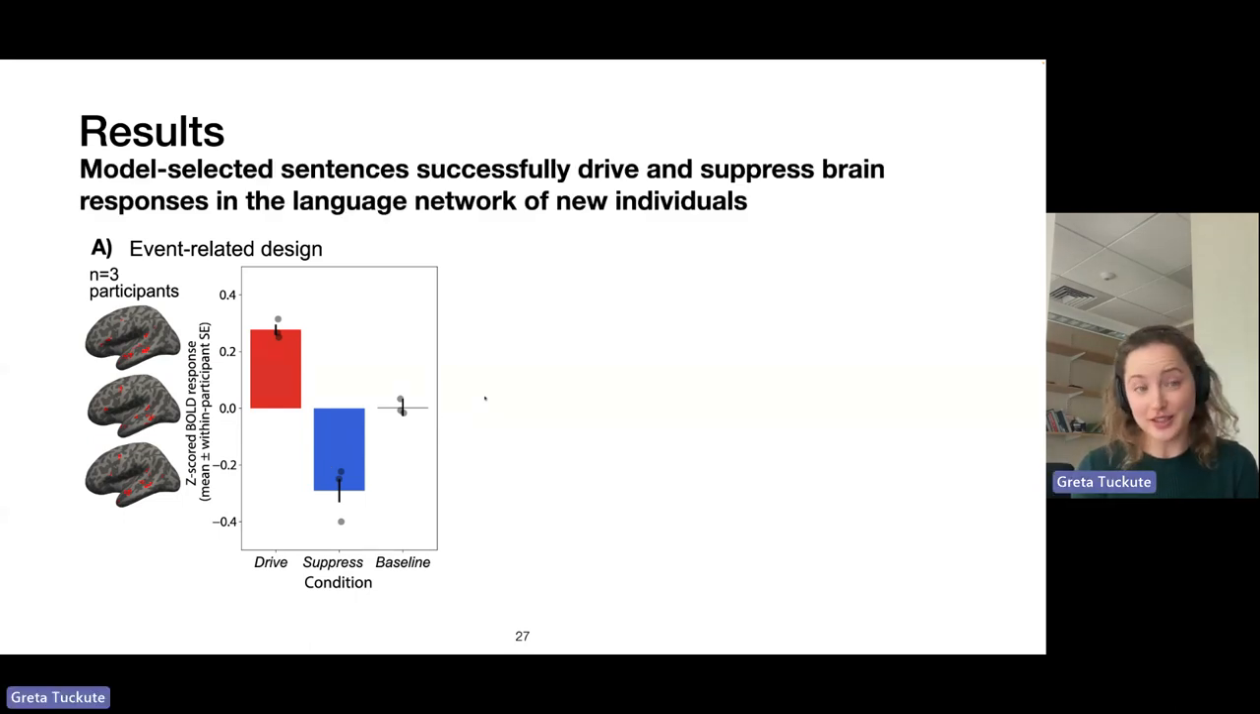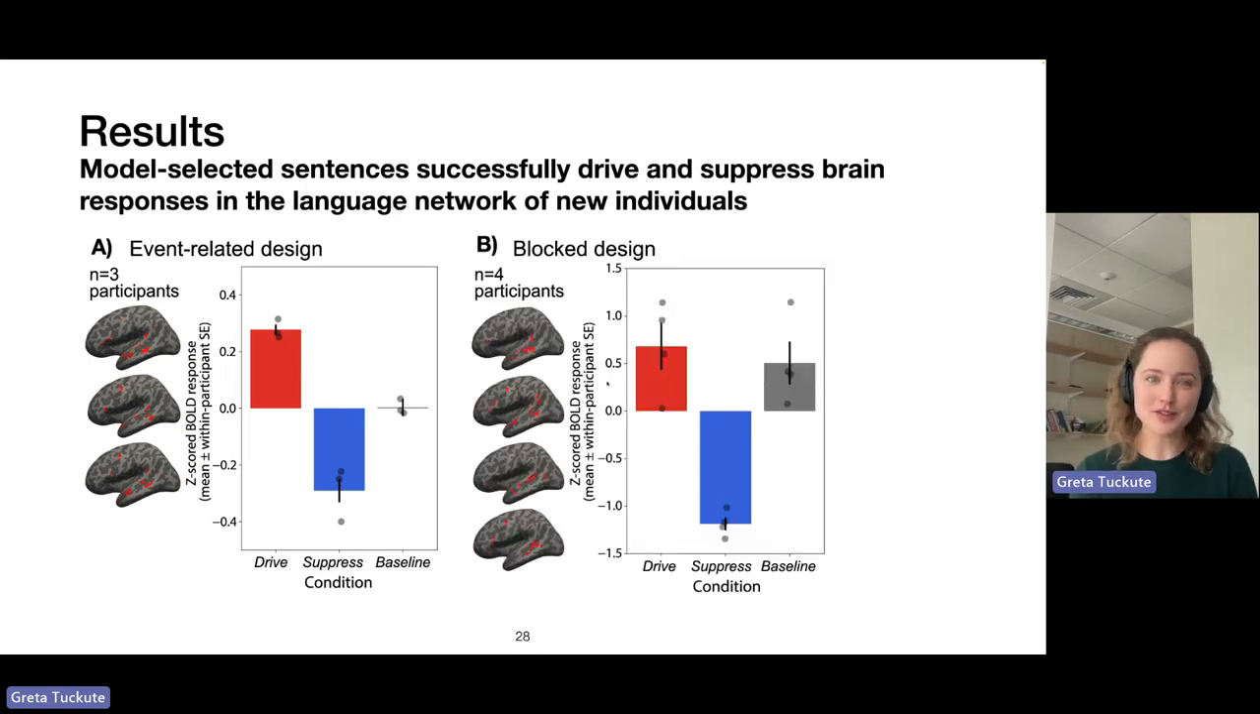So by that, we can conclude that these models like the sentences successfully drive and suppress brain responses in the language network of new individuals. And we recorded these brain responses in an event-related fMRI design, which means that each single sentence is presented as its own condition. So there's a sentence, then a small break, a sentence, a small break. To validate that these findings would generalize to other experimental paradigms, we also collected the responses to drive and suppress sentences in a more traditional blocked fMRI design.